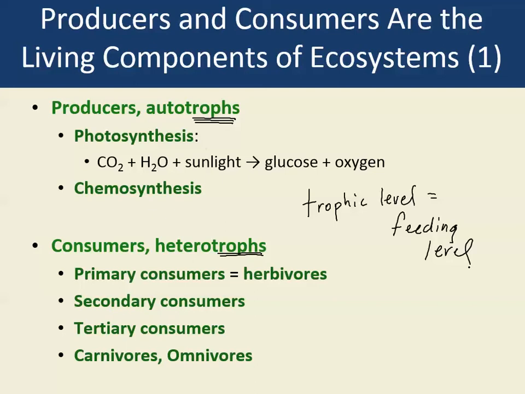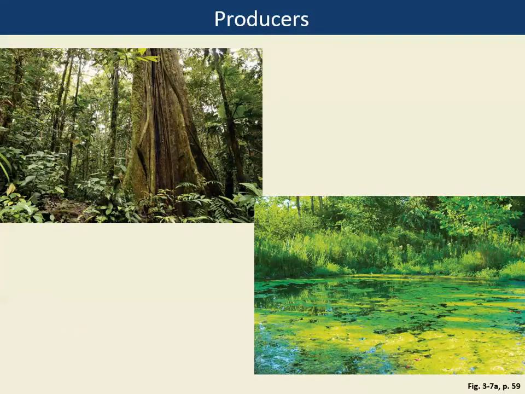They're the ones that eat the producers. And then you've got secondary and tertiary consumers, and you can go all the way up to the top of a food chain or a food web. Carnivores are strictly meat eaters. Omnivores means that they eat both producers as well as other consumers. So again, producers are your plants. Producers in a lake or an ocean ecosystem would be certain types of phytoplankton.